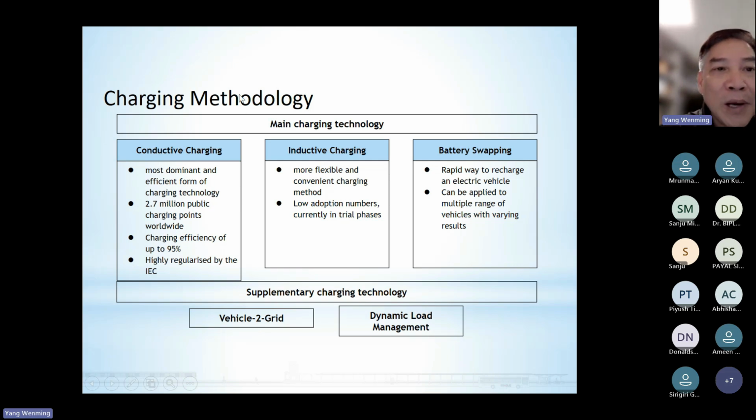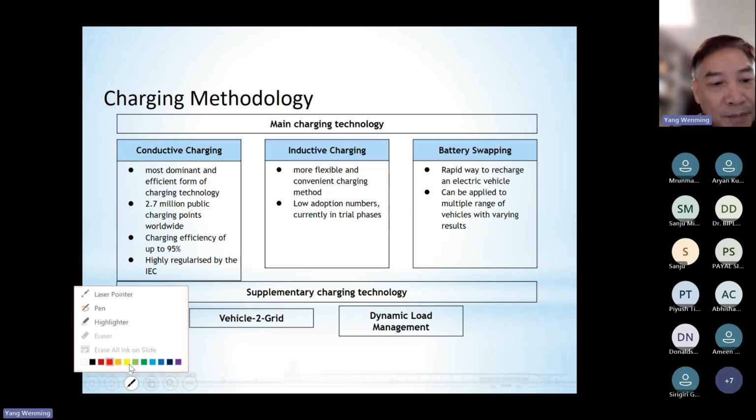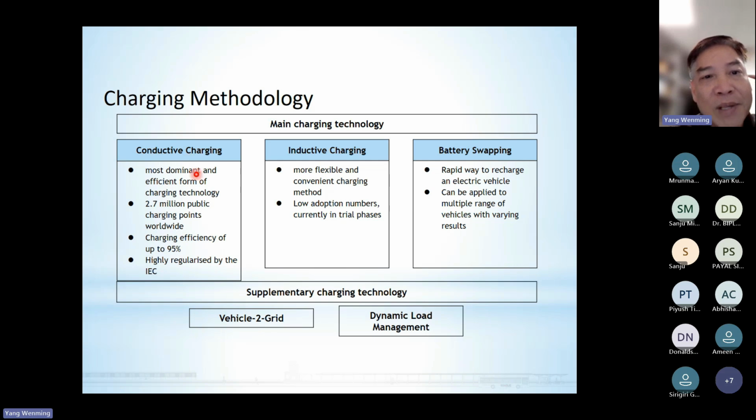Okay, now we'll introduce the charging methodology. There are three types of charging methodology. The first one is conductive charging. This is the most commonly used charging method, the most dominant and efficient form of charging technology.